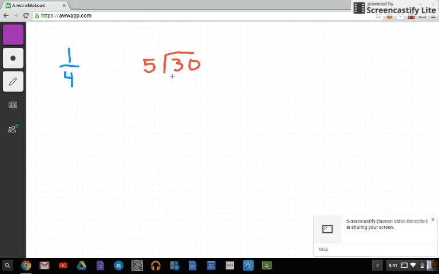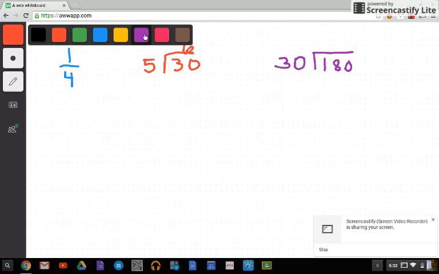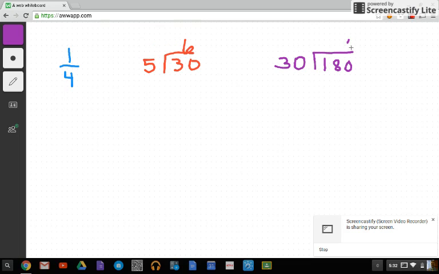So let's say that I decide to multiply each of them times 6. Well, 6 times 5 is 30. And 6 times 30 is 180. All right. Now then, I'm telling you this will still be the same answer. So if you know that 30 divided by 5 is 6, 180 divided by 30 is also going to be 6. So it didn't change anything at all.